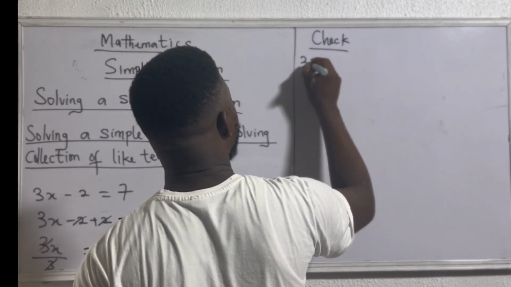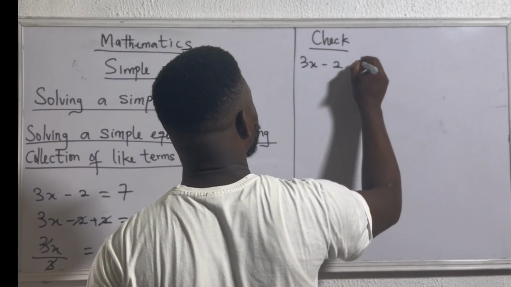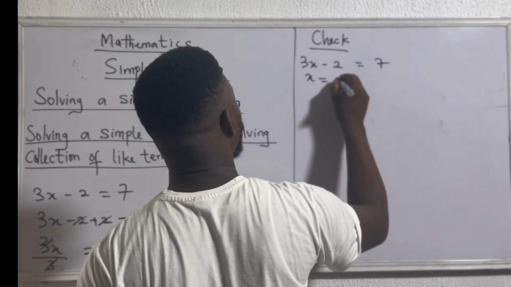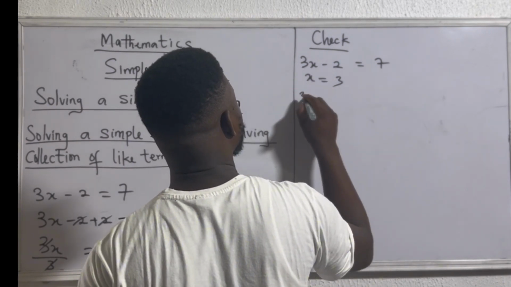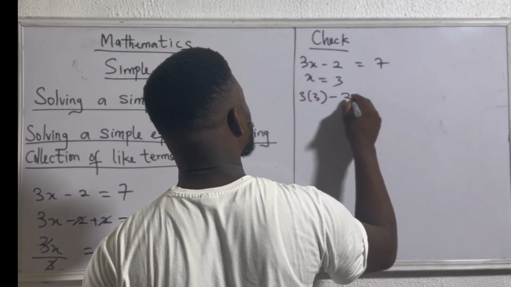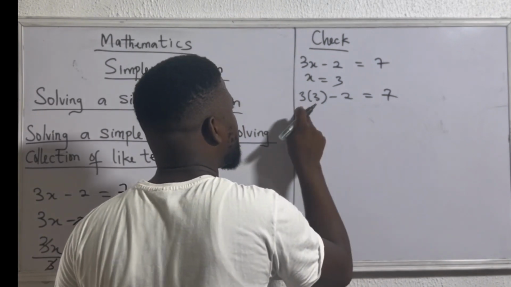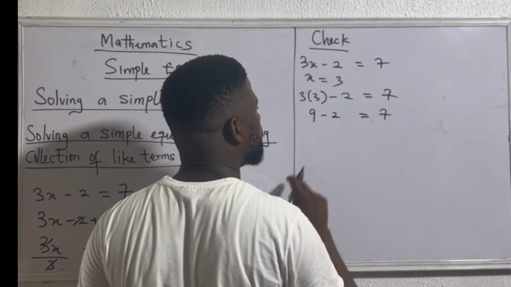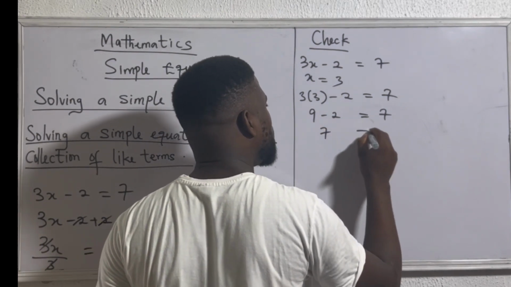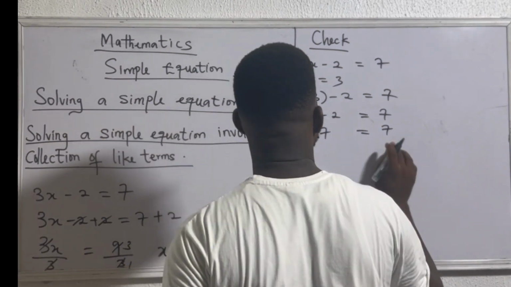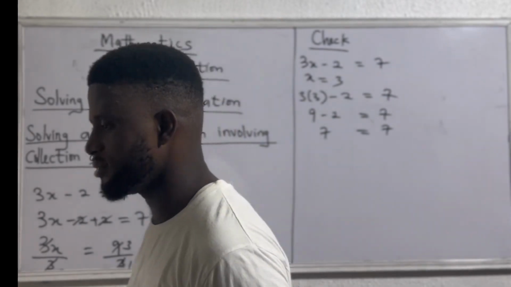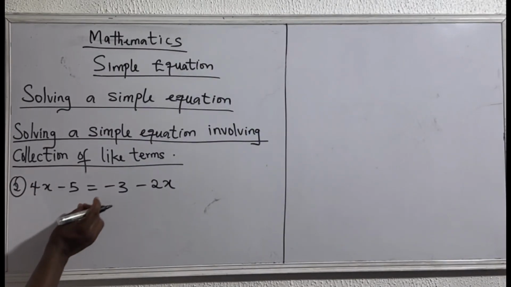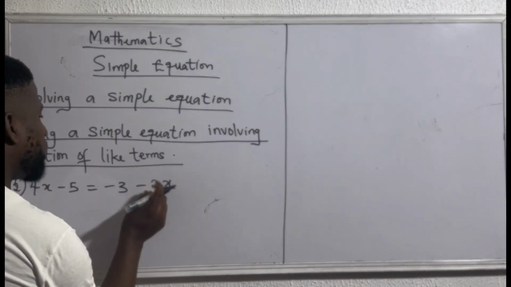We have 3x minus 2 on the left hand side, and we have equals 7 on the right hand side. We have x equal to 3. So 3x means 3 multiplying 3 minus 2 equal 7. 3 multiplied by 3 is 9, minus 2 is 7, equal 7. And this is absolutely correct. Another example that we'll be considering is 4x minus 5 equal minus 3 minus 2x.